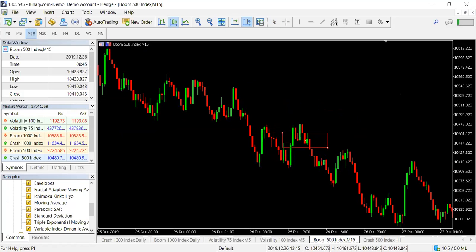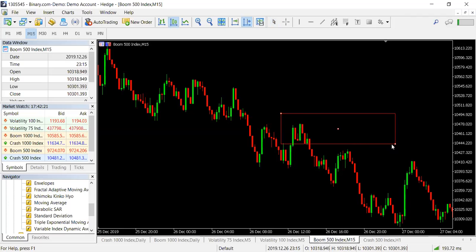So let's say you want to re-enter again. So you draw another other block. This is another other block here. This is another one here. You draw it. It doesn't touch it here. So it came down, but it actually is respecting this fair value gap here.